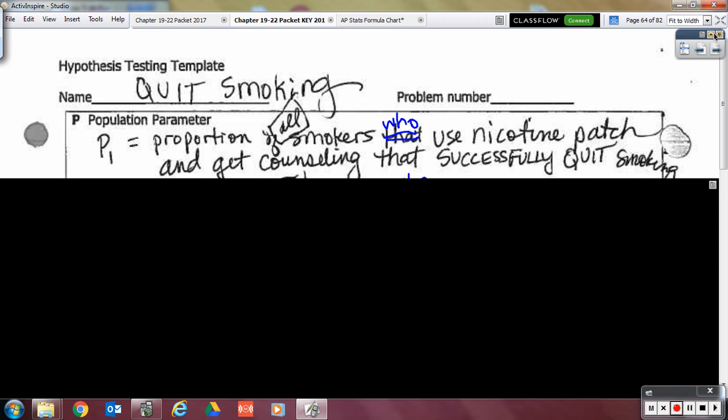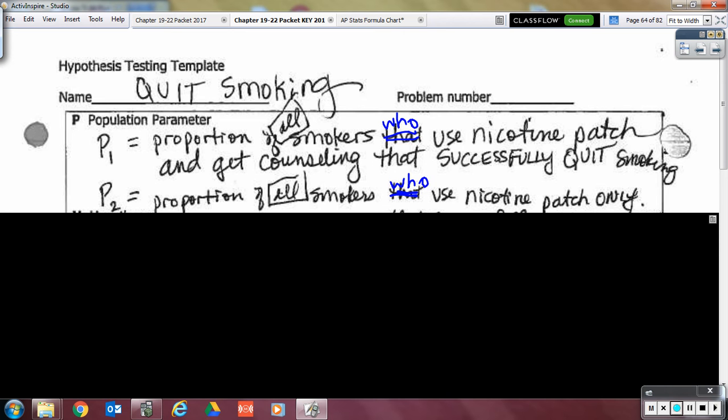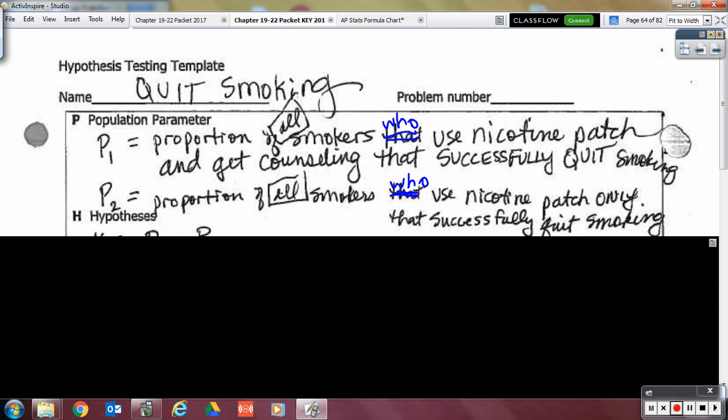Okay. And then our second group, what were the qualities of those subjects? Patch only. Good. So the denominator is the proportion of all such smokers who use patch only, nicotine patch only. So the proportion of all such smokers who use the nicotine patch only that successfully quit smoking. Okay? All right. So we got our people.